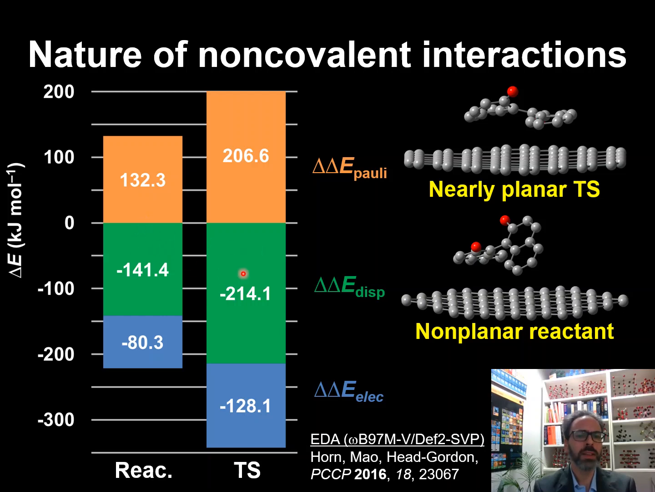We can see that both dispersion and electrostatic interactions are strongly stabilizing both the reactant complex and the transition structure, but they are much more pronounced in the transition structure, where both the naphthyl units are parallel to the 2D catalyst. We can also see that Pauli repulsion is strongly destabilizing both the reactant and the transition structure. But overall, the stabilizing dispersion and electrostatic interactions outweigh the Pauli repulsion interactions.